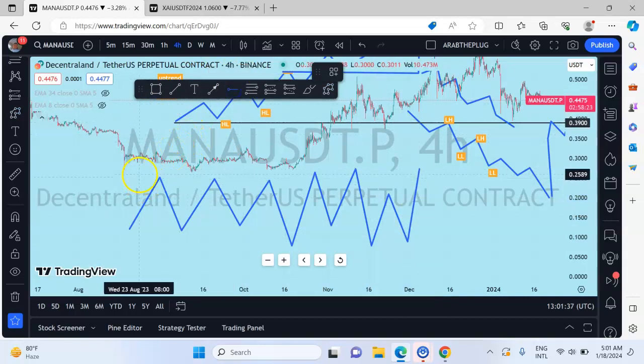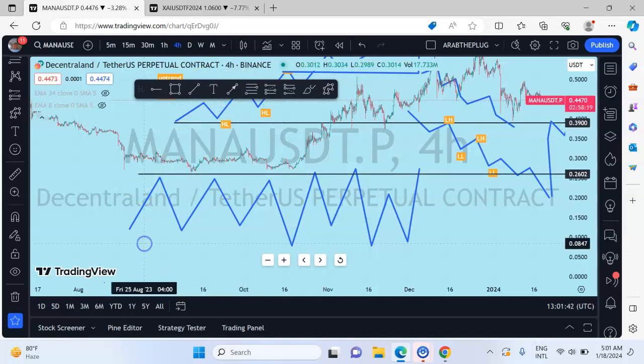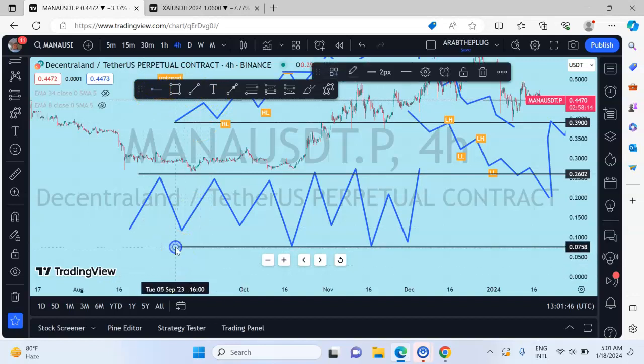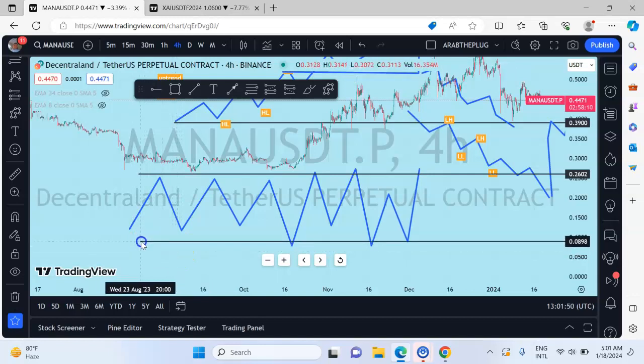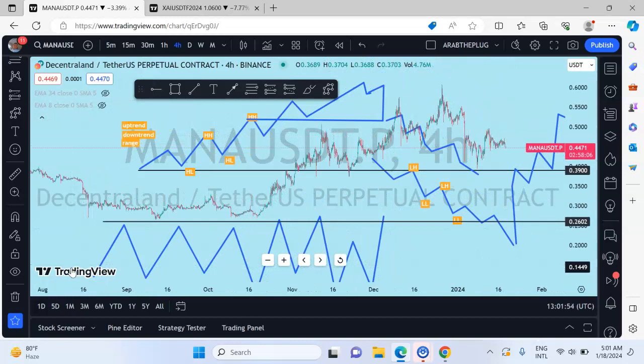So you can just put a line here and a line here too. So the market is stuck between these two lines. So we call it a ranging market, or we call it a sideways trend or a range. So anything you call it is fine. I hope you have understood the three types of market structures we have.